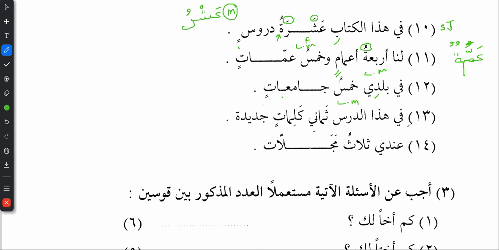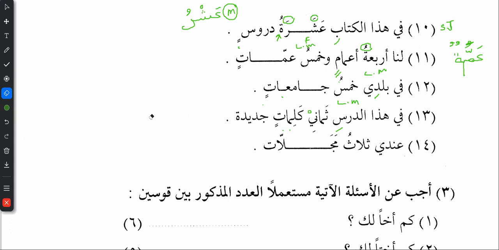في هذا الدرس ثماني with the sukun كلمات. Kalima singular is kalimah and plural is kalimat. Jadidatun. And now why should it be jadidatun? Can anyone answer why it should be jadidatun and not jadidatin? And what is it following?